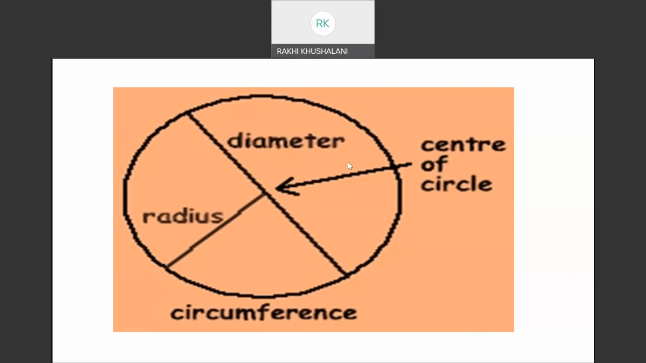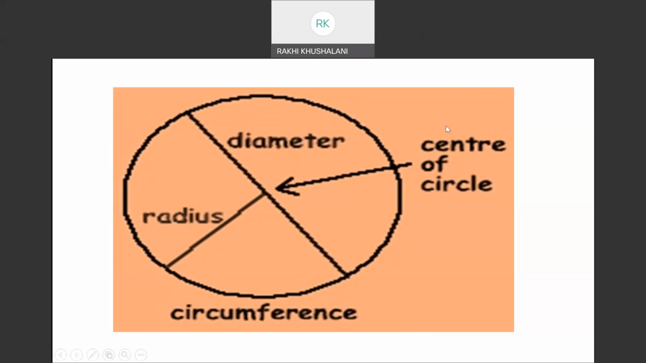Yes, the circle is a curve. A circle is a curve with no edges. It is made up of a curve. It's a closed curve. It starts at the same point and ends at the same point. It does not intersect, so it is a closed curve.